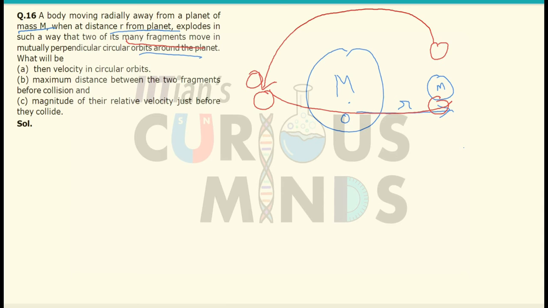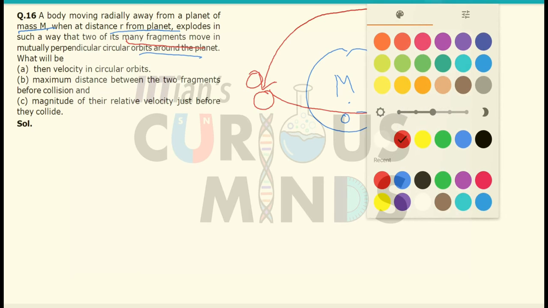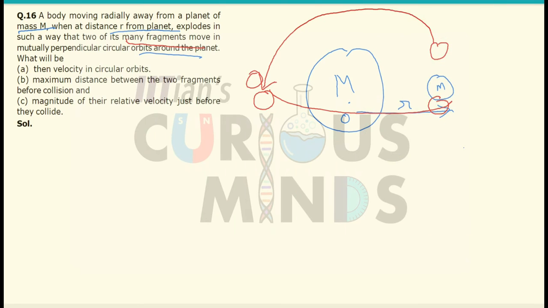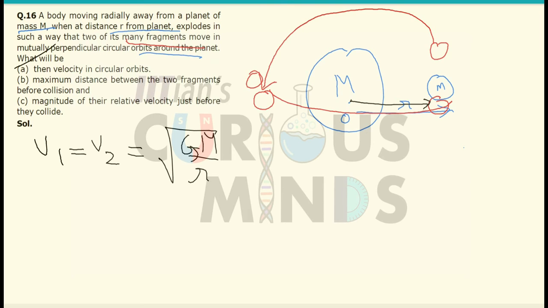So we have to find out their velocities in their circular orbits. If they are performing circles, the velocity of the first as well as the second, both of them are performing circular motion along the same radius r. So it will be equal to root GM divided by r. This is the critical velocity of a circular orbit. So the first question is answered.